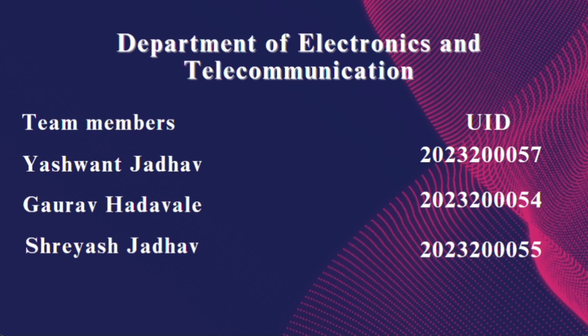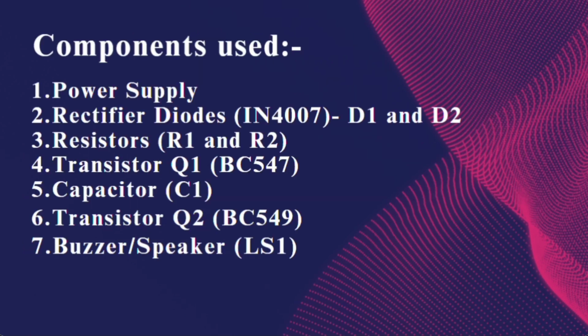Now moving forward to the components used in our circuit. First is the power supply. Second is the rectifier diode, which is IN4007, diode D1 and diode D2. Third is resistors R1 and R2. Also, an optional resistor called R3 is present. Fourth is transistor Q1, which is BC547. Fifth is capacitor C1. Sixth is transistor Q2, which is BC549. And last is the buzzer, that is, the speaker.